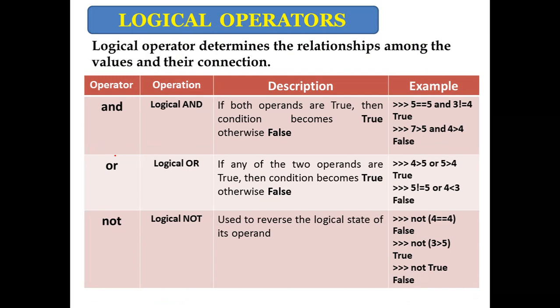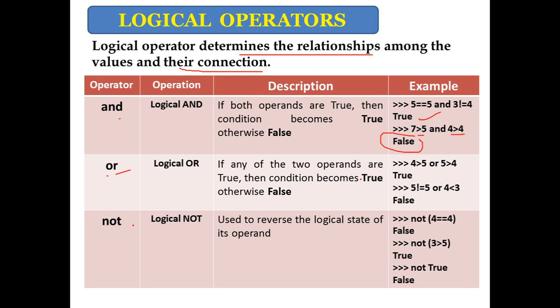Logical operators are the operators that determine the relationship among the values and their connection: and, or, not. 3 logical operators are there. Here 5 equal to 5 and 3 not equal to 4. That means true and true is true. Here 7 greater than 5 is true and 4 greater than 4 is false. Result is false. True and false is false. Later on we will see some tables.